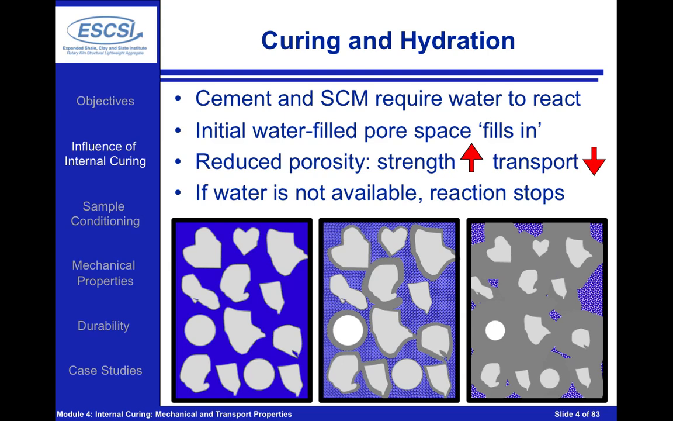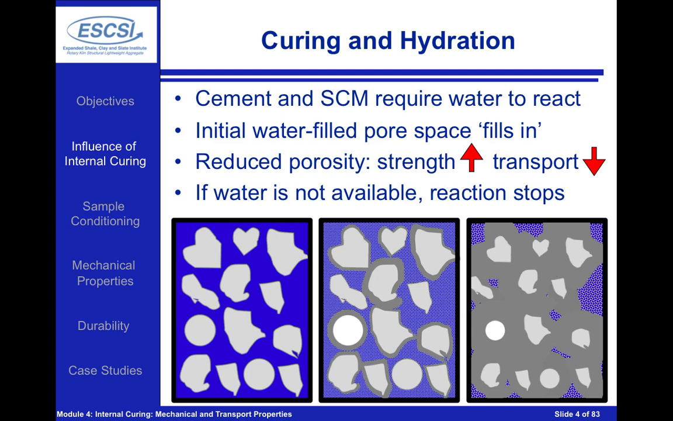So if we look at these pictures and we work our way from the left to the right-hand side, what we can see is the initial cement particles with space or water in between them. And as the cement particles begin to react, we can see hydrated products starting to fill in that pore space. The more reaction we get, the more that pore space is filled in, and the lower porosity or reduced porosity we're going to get in the system.